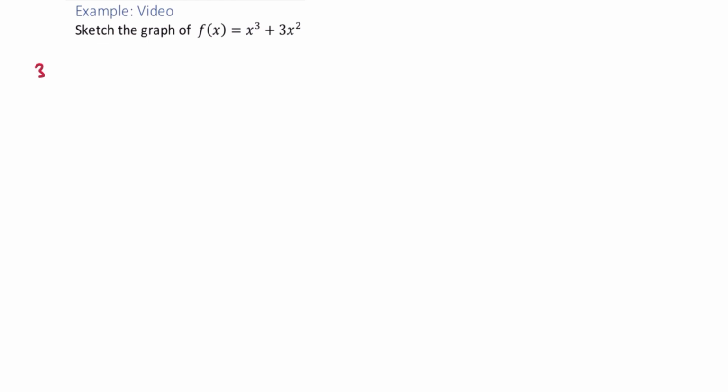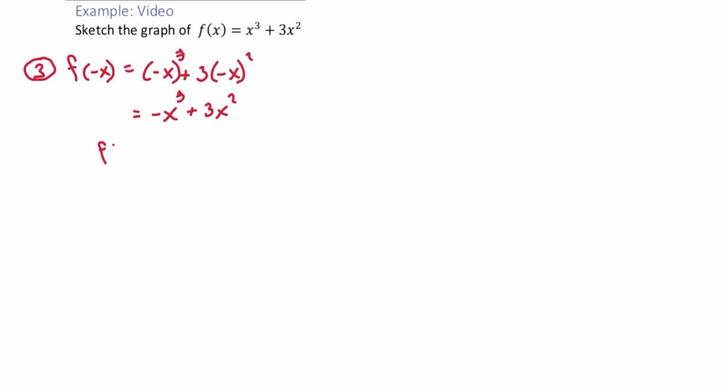In step 3, we're going to look for symmetry. To do this, we'll start by evaluating f of -x. So replace all of the x's with -x. This gives us -x cubed plus 3x squared. And so notice that f of -x is not the original f of x, so we can say that this is not an even function, which tells us it is not symmetric about the y-axis.